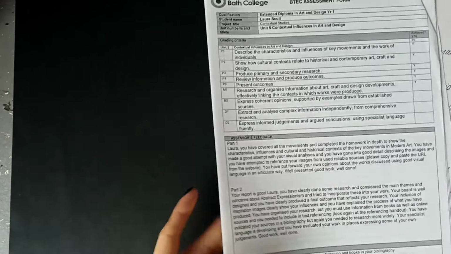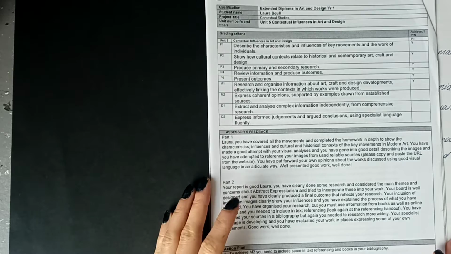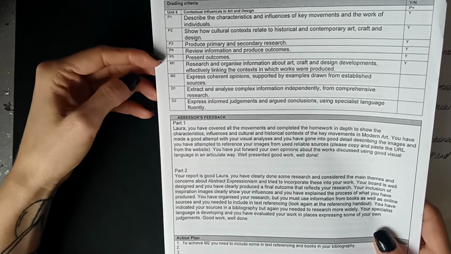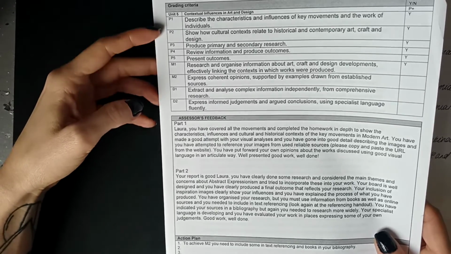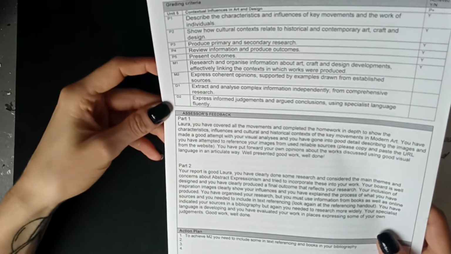I think this is the criteria for Unit 5, Contextual Influences in Art and Design. For this, the grading system's like pass, merit, and distinction. So I think it's like an A, B, C kind of situation. I think I only got a merit for this.